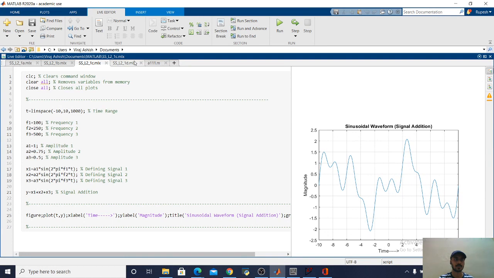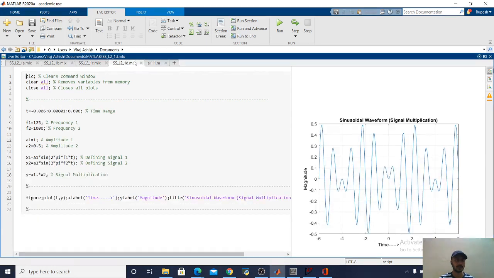Next one, we are basically multiplying two sinusoidal waveforms and trying to draw the graph. You can see its code and graph.